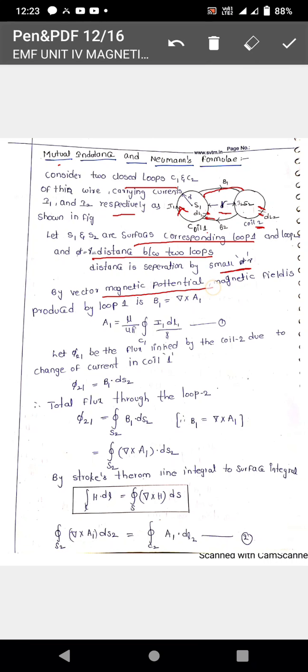By vector magnetic potential, the magnetic field produced by loop 1 is B1 equal to del cross A1. What is vector magnetic potential that we know? B equal to del cross A. Similarly for this loop, B1 equal to del cross A1, where A1 equal to, we already derived this formula, mu by 4 pi, I dl1 by R.